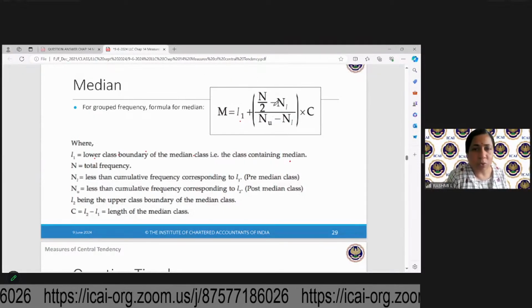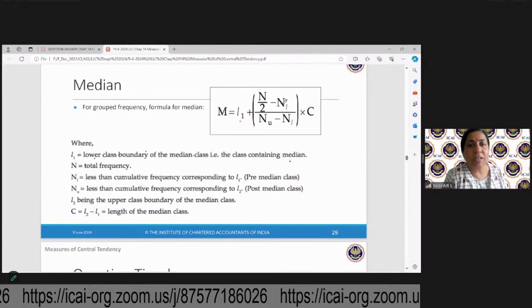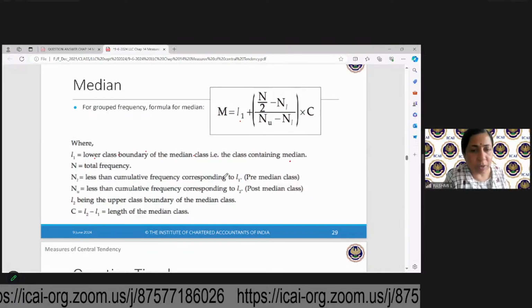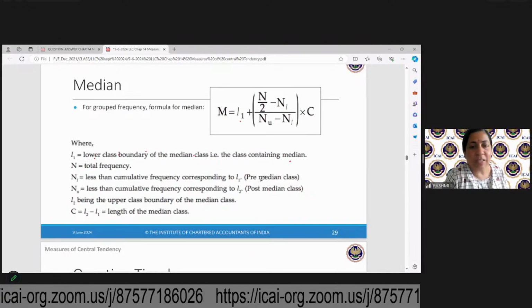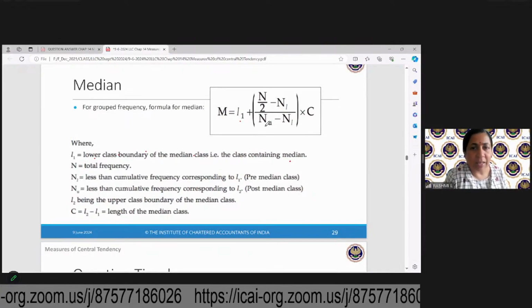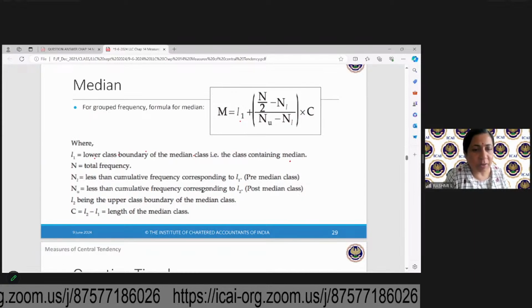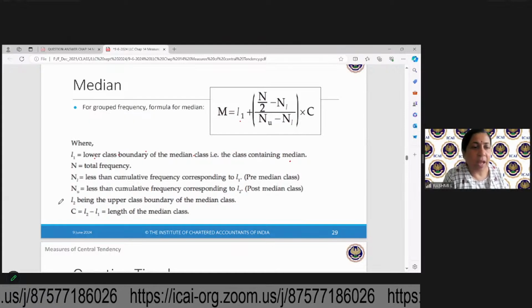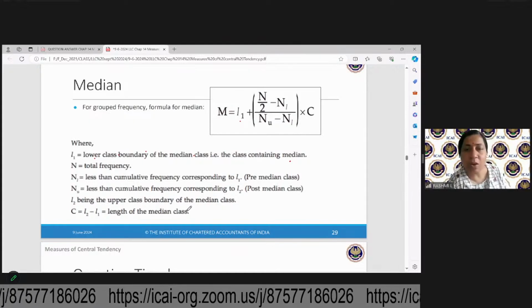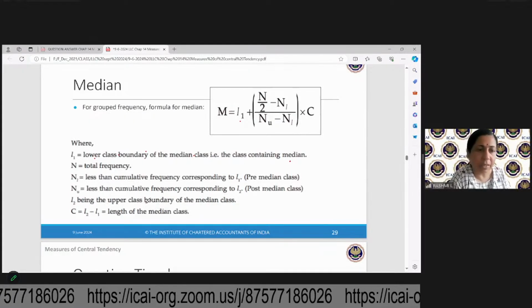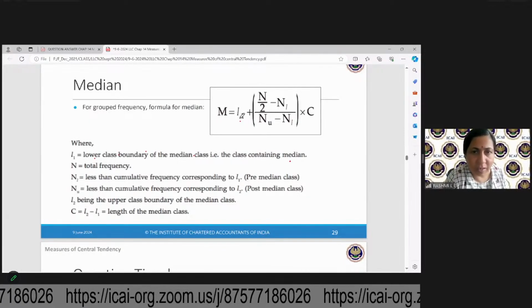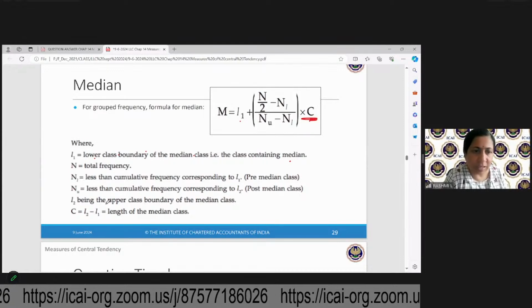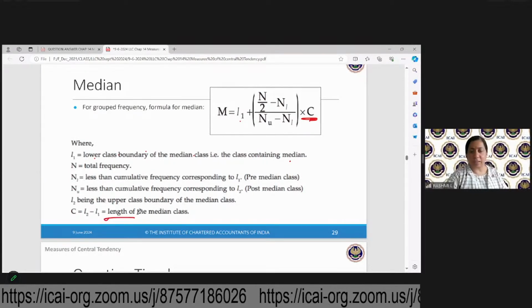So n by 2 minus NL, where NL is the less than cumulative frequency corresponding to L1, that is the pre-median class. And NU is the less than cumulative frequency corresponding to L2, that is the post-median class, and L2 being the upper class boundary of the median class. So M is L1 plus this into C. What is C? C is the length of the median class.